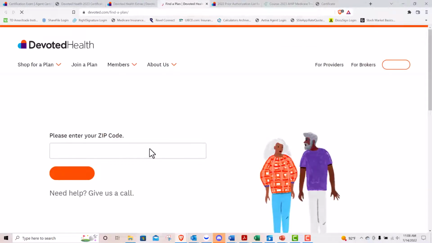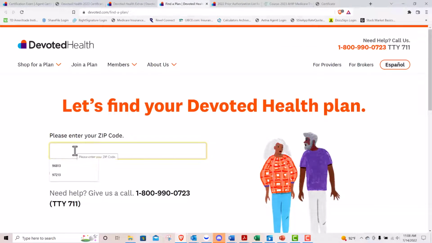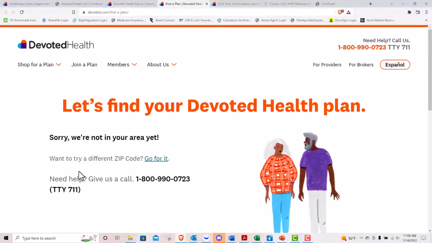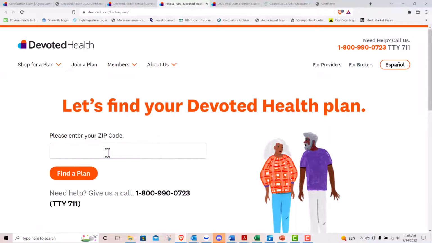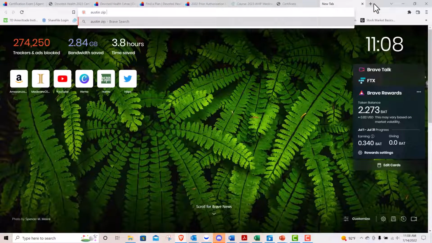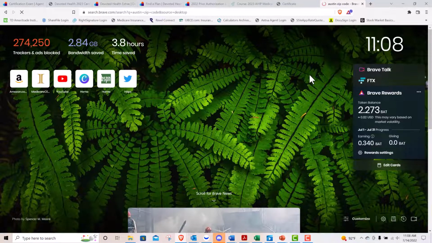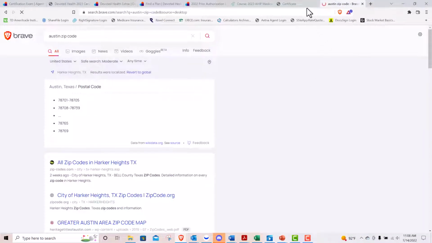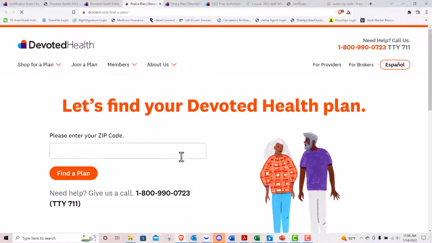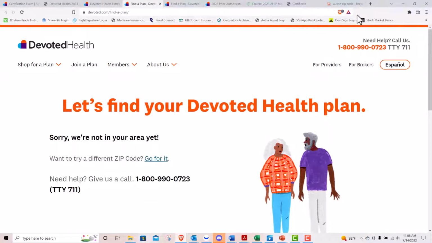So let's go find a plan near. Gosh, I actually don't know what any Texas zip code is, so I probably won't be able to find. Let's go find an Austin zip code. 78701. Let's see if that works. 78701. Find a plan. Nothing. Oh yeah, that's right. They're new to this area.